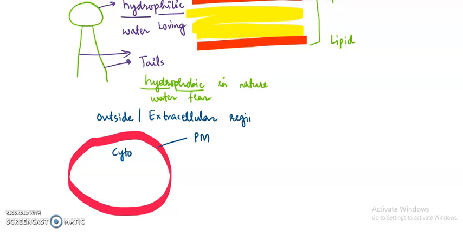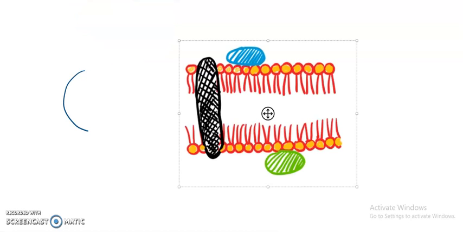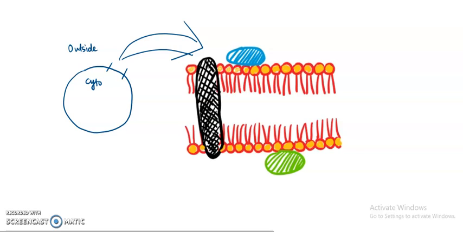Extracellular region would be outside the cell. Okay, this is important to know. Now we will again see the structure of plasma membrane and we will do the labeling. So this was our cell, and this is a portion of the plasma membrane that has been shown to you in a zoomed view. Okay, now as I said, it will be the cytoplasm, and this will be the outside region or the extracellular region.